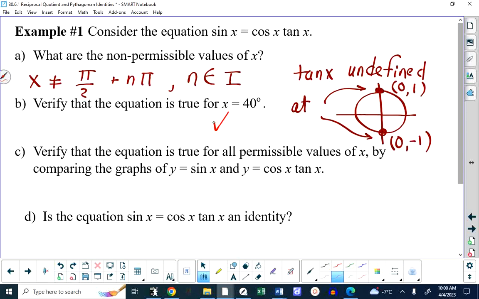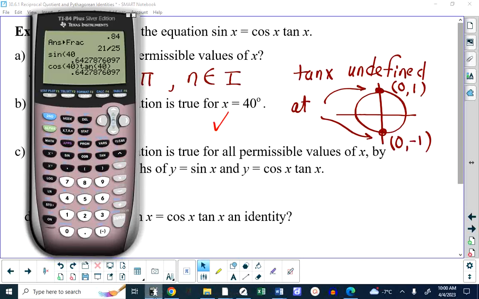Verify that it's true for all permissible values by looking at the graphs of y equals the left side and y equals the right side. So prior to this, what we were doing in my explanation so far was we were entering the left side as y1, and we were entering the right side as y2, and we were going to our table and poking around in our table. Here we're going to look at the graphs.